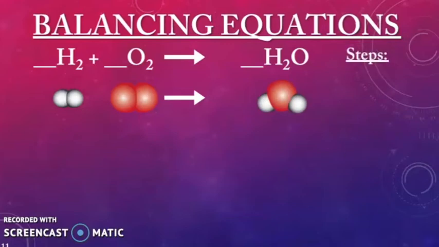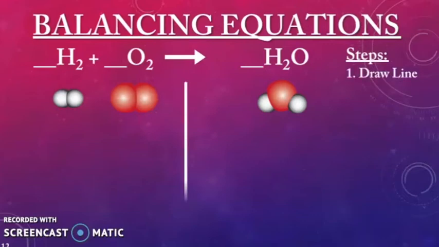So we're going to go through some steps. I'm going to give you some tips and some steps, and these are the steps that have worked really well for my students in the past. So the first thing is we're going to draw a line down the middle. That line down the middle is going to tell us that we have our reactants on one side of the line and our products on the other side of the line.